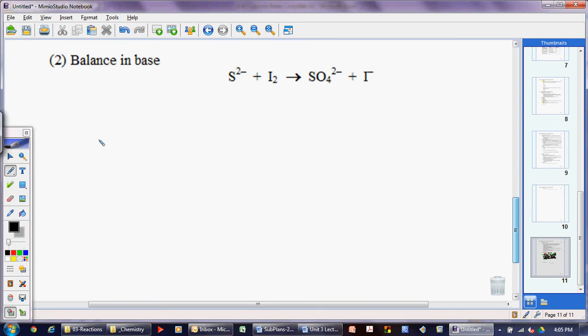Okay, now let's try the second example. This one is balanced in base. Again, we'll do the same process. Let's identify oxidation numbers first. Again, the sulfur is a -2 because that's what it says. Iodine, I2, is an element, so 0.